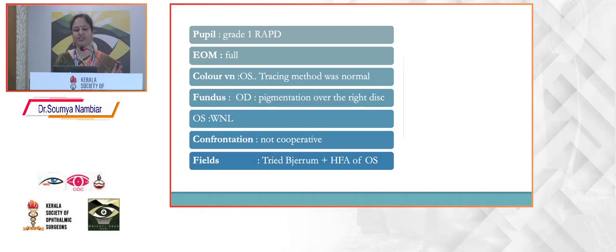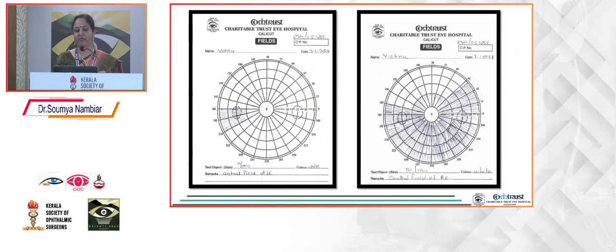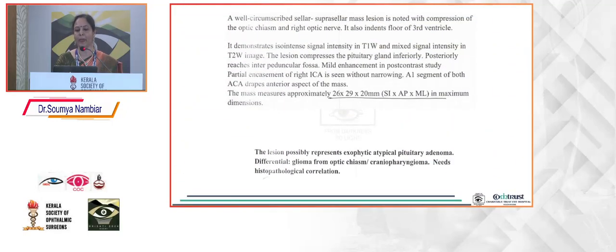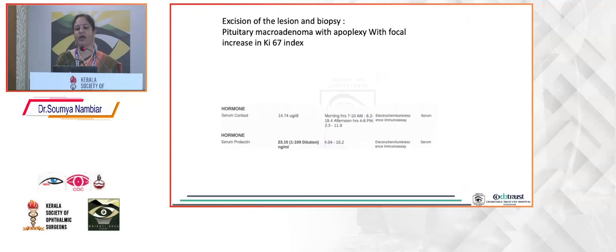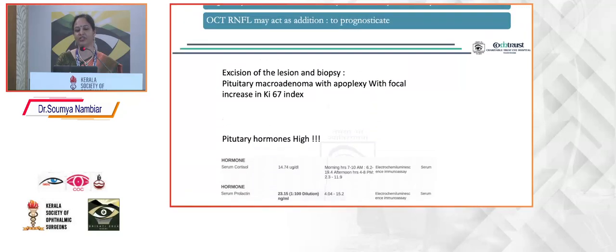And confrontation was not cooperative, so I did a field test with the Bjerrum screen. This is the old one. Okay, field, I do not know whether he will be cooperative. So you can see that in the right side field, there is some field loss. Somehow he cooperated for that. And I did an MRI after that. It was an exophytic atypical pituitary adenoma, and it came out to be an apoplexy in the pituitary macroadenoma, and his hormone levels also were very high.